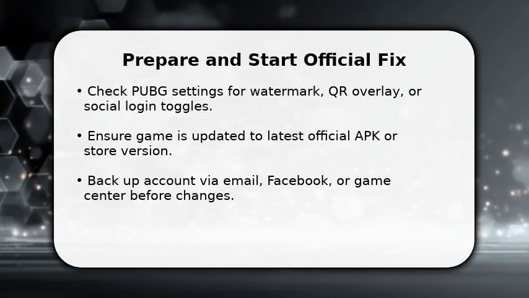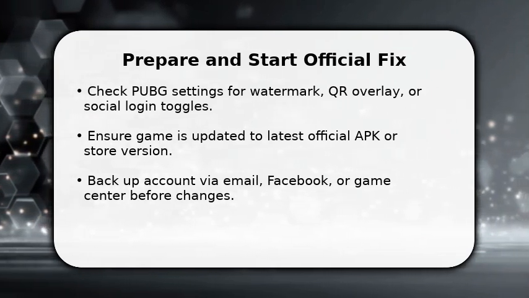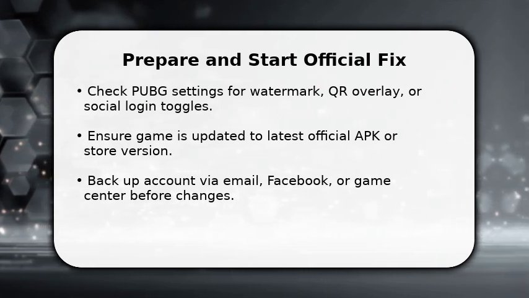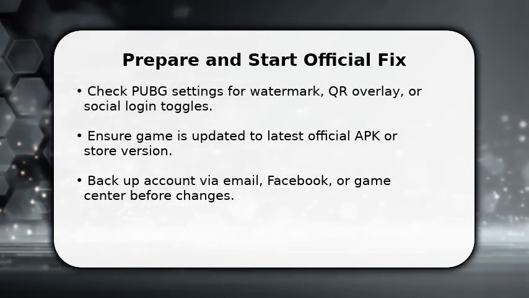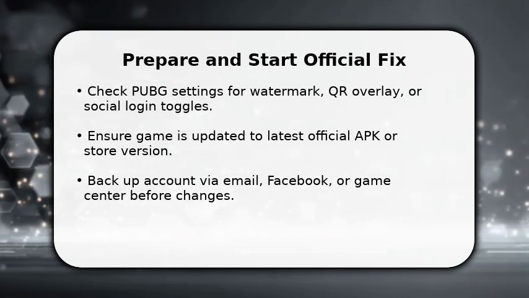You start by using only official channels. Open PUBG settings and look for any display or privacy toggle that controls overlays. Make sure the app is fully updated from the Play Store or App Store. Outdated clients sometimes show promotional overlays.